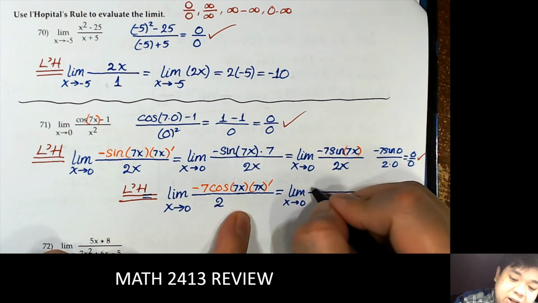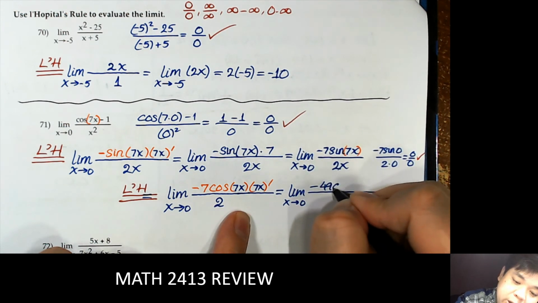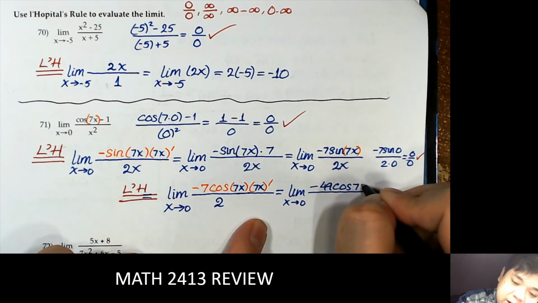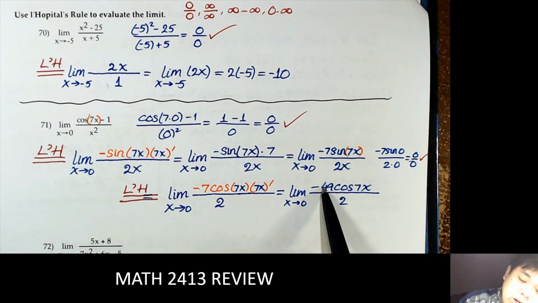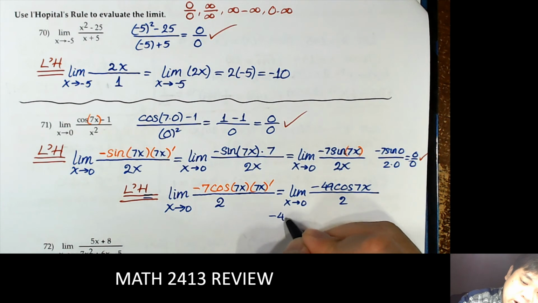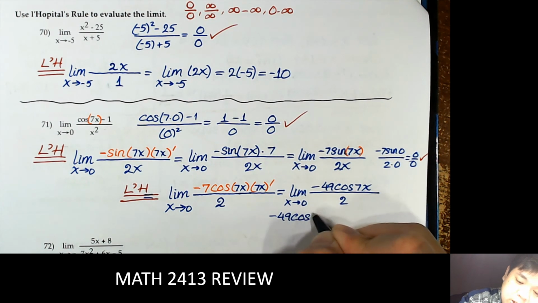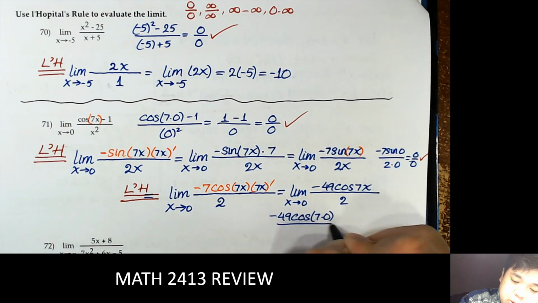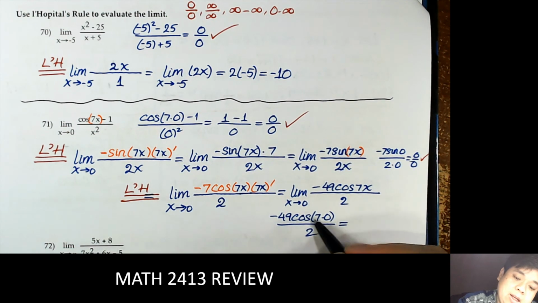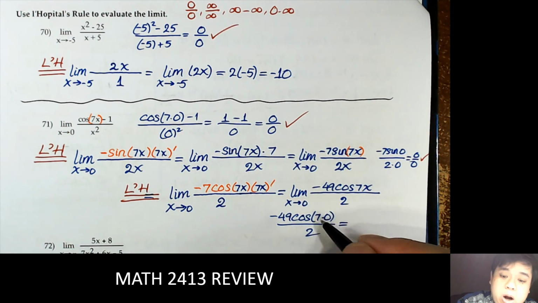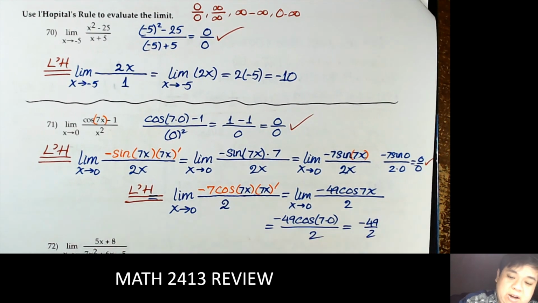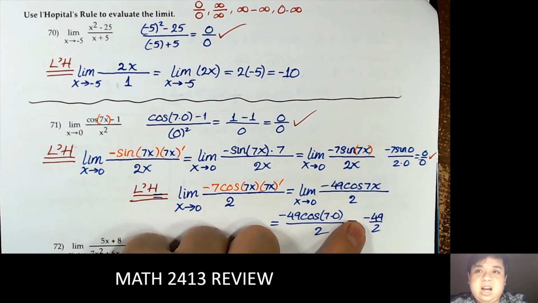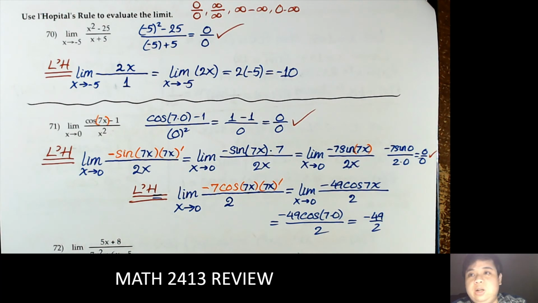7 times negative 7 is negative 49. Cosine of 7x over 2. And then we're going to put 0 in it. Negative 49 times cosine of 7 times 0 over 2. And cosine of 0 is 1. So we have negative 49 over 2. And that's what we have, because that's a nice number, not indeterminate. So we just make it equal to it.